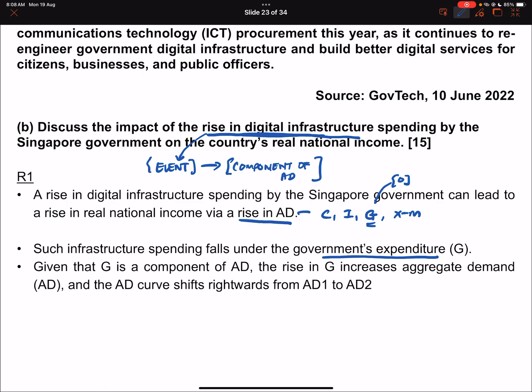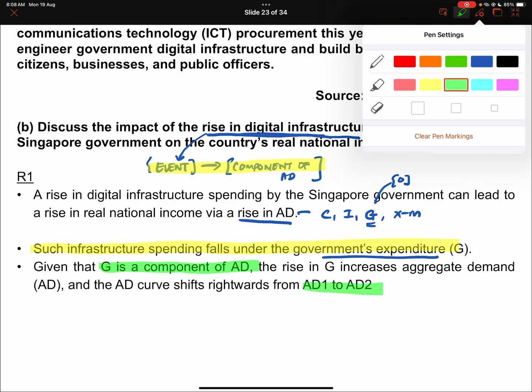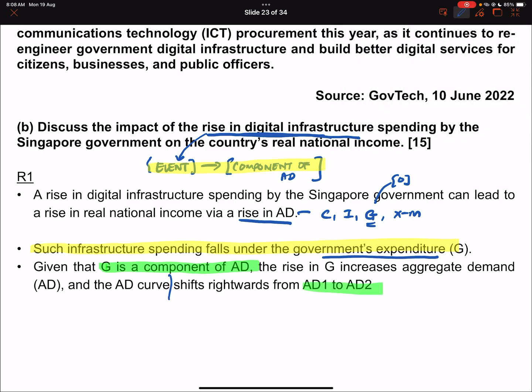Given that G is a component of AD, this is a technical term. So you want to link the event to the component of AD, like so. Then after, you want to make sure that you write this phrase: whatever is a component of AD, and therefore AD shifts rightward from AD1 to AD2. So these are important. Why? Because this is a key phrase. Cambridge likes this phrase, even though it sounds very trivial, but Cambridge likes it. And AD1, AD2, these are your diagram references.